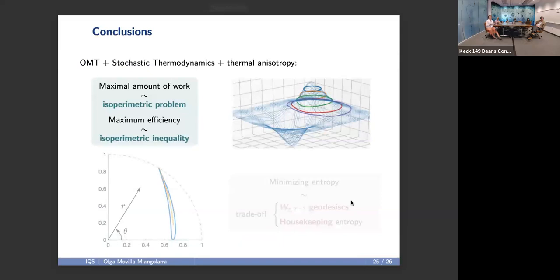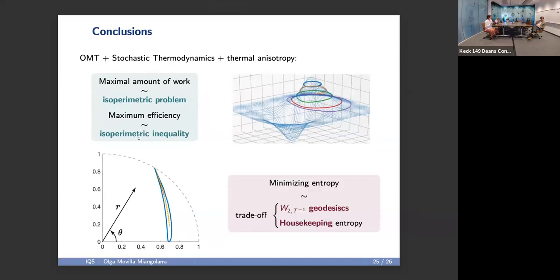With this, let me wrap up with a very brief review of what we've done. Hopefully, I've conveyed the idea that the geometry that optimal mass transport brings to the table can be very useful in the stochastic thermodynamic setting, especially if we're dealing with thermal isotropy. We've seen how maximum work output is related to an isoperimetric problem, and maximizing efficiency is related to finding an isoperimetric inequality for our space of thermodynamic states. We've also seen, very briefly, that minimizing entropy production in this thermally anisotropic setting is related to this trade-off between Wasserstein two geodesics and housekeeping entropy.